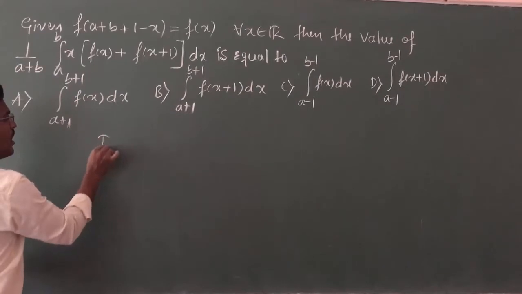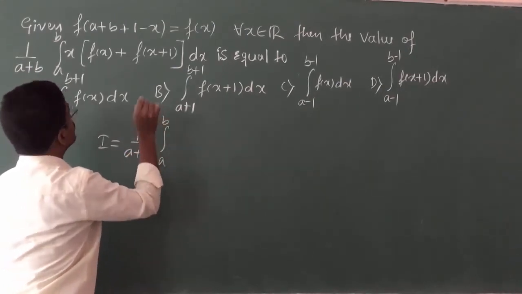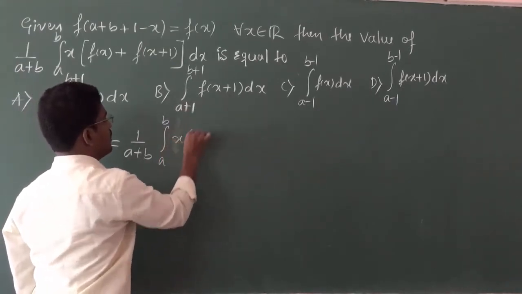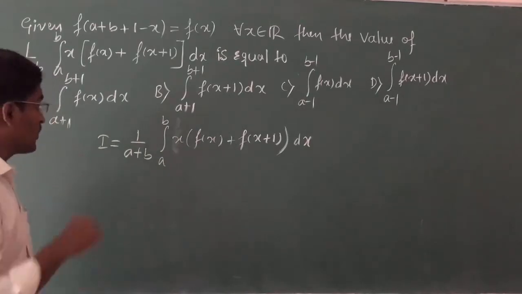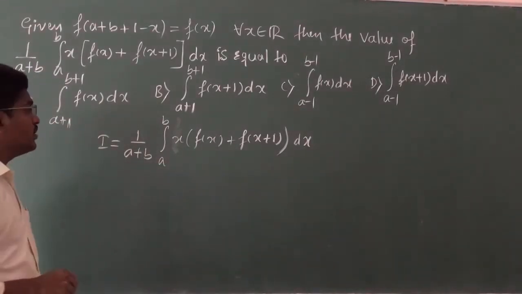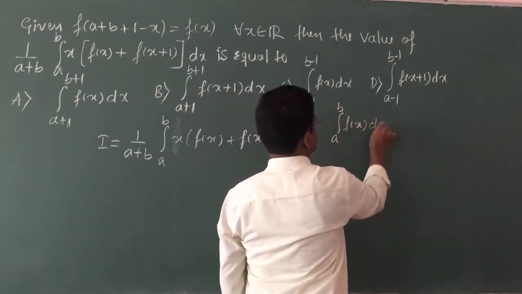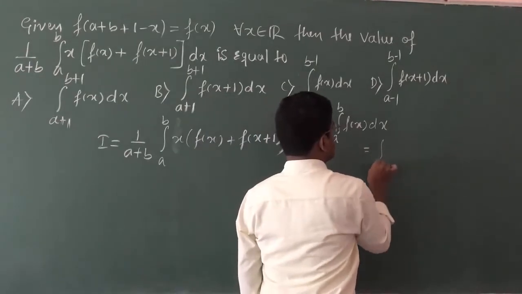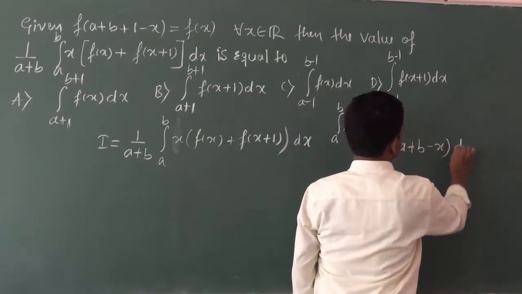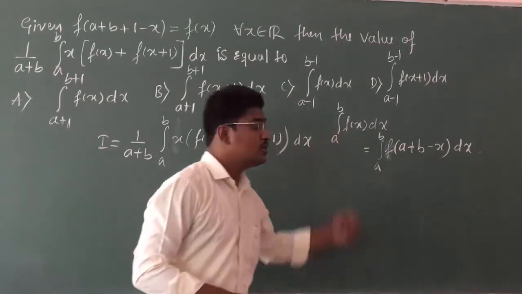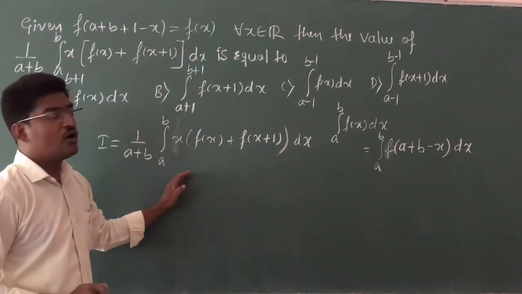For that reason, let us take first I equal to the given thing, that is 1 by a plus b integration from a to b, that is x into f of x plus f of x plus 1 with respect to dx. Clear? Okay. So now, in the definite integral, we know one of the properties is integration from a to b f of x dx can be written as integration from a to b f of a plus b minus x with respect to dx. We can write like this according to the properties of definite integrals. So I will use this property in this particular integral.